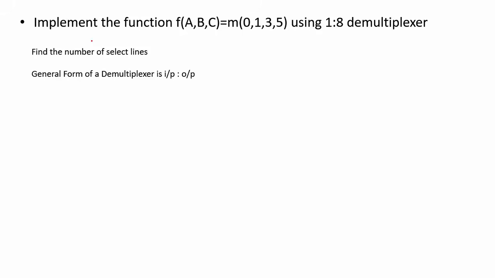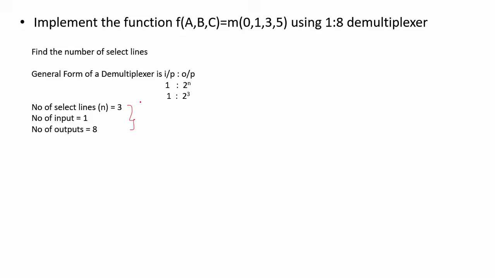So that will be input is to output. We know that the number of inputs to a demultiplexer is always 1 and the number of outputs is 2 power n, where n is the number of select lines. So the given demultiplexer is 1 is to 8, which can be written as 1 is to 2 power 3, which gives us n is equal to 3, and the number of inputs will be 1 and the number of outputs is 8.